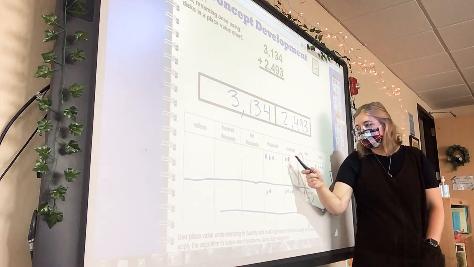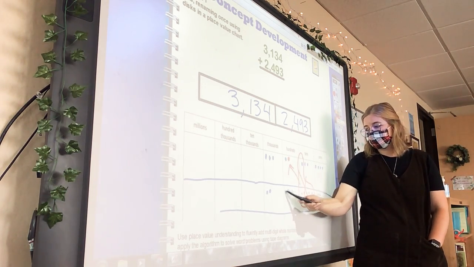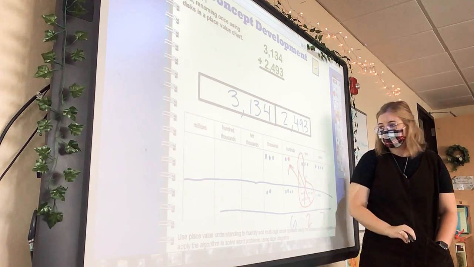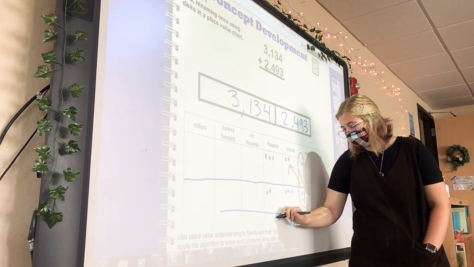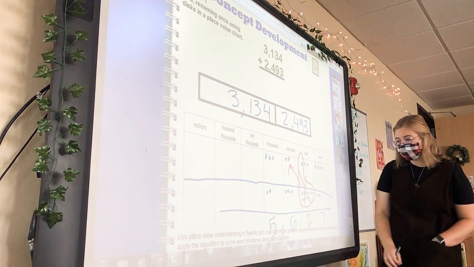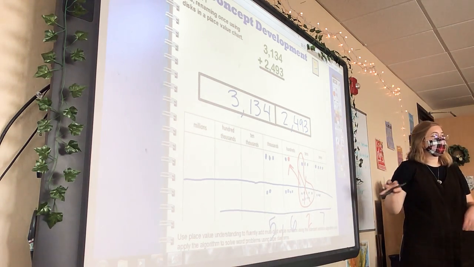Then over here I have 2 plus 4, so 1, 2, 3, 4, 5, 6. Okay? And then in my thousands place, I have 1, 2, 3, 4, 5. So my answer is 5,627 when I do it on the place value chart.